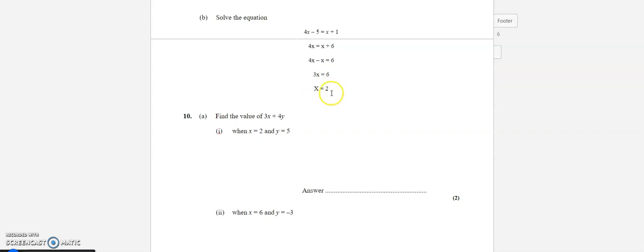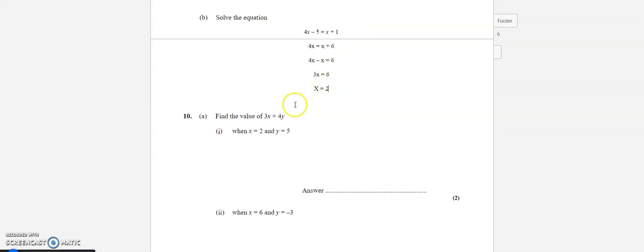Now, if you wanted to, you can check at the end by dropping that number into the original equation here. So we could put that 2 in here and see what comes out. 4 lots of 2 is 8. 8 minus 5 equals 3. And then we'll check the other side, put the 2 in there. 2 plus 1 equals 3 as well. So 3 equals 3. Yeah, that balances. We know we've come out with the right answer.